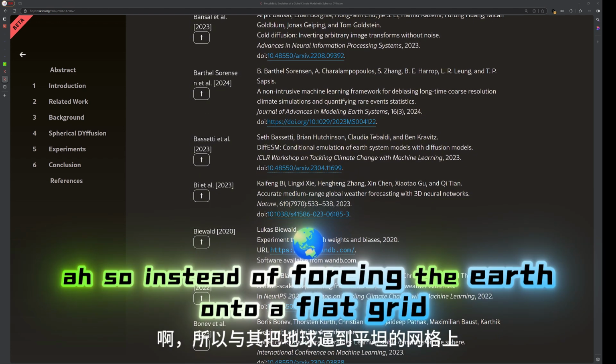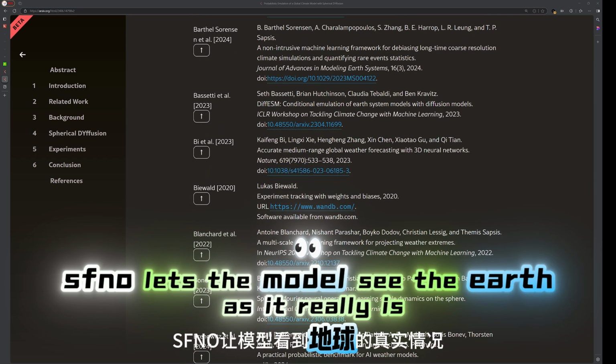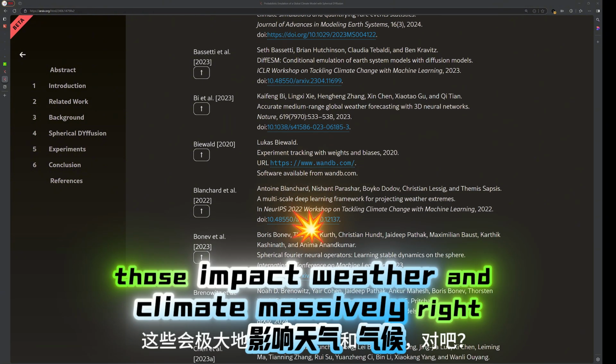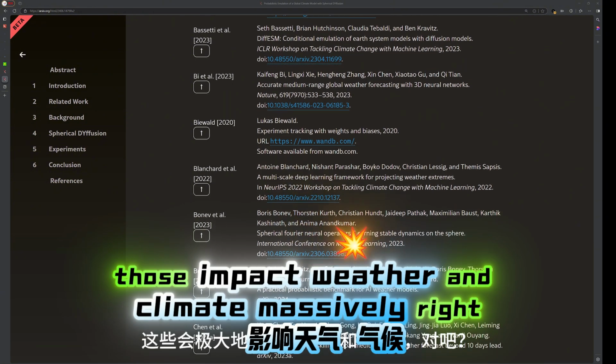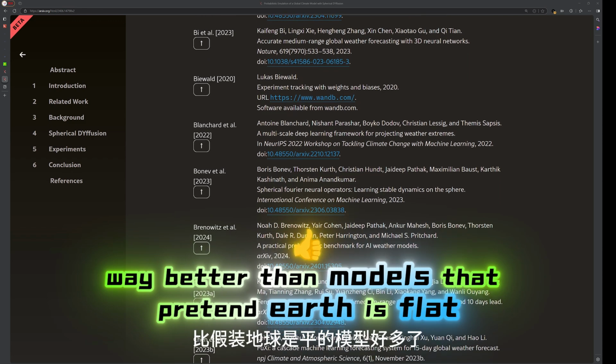So instead of forcing the Earth onto a flat grid, SFNO lets the model see the Earth as it really is. Makes sense. The Earth's curve, its rotation, those impact weather and climate massively, right? Big time. SFNO handles those effects way better than models that pretend Earth is flat.